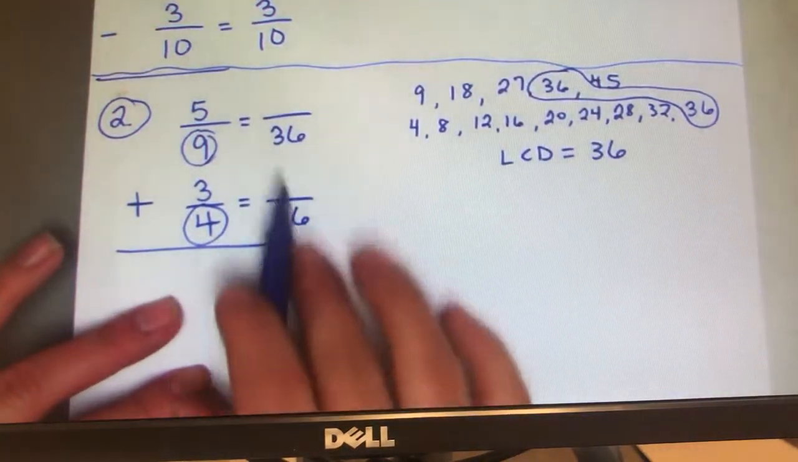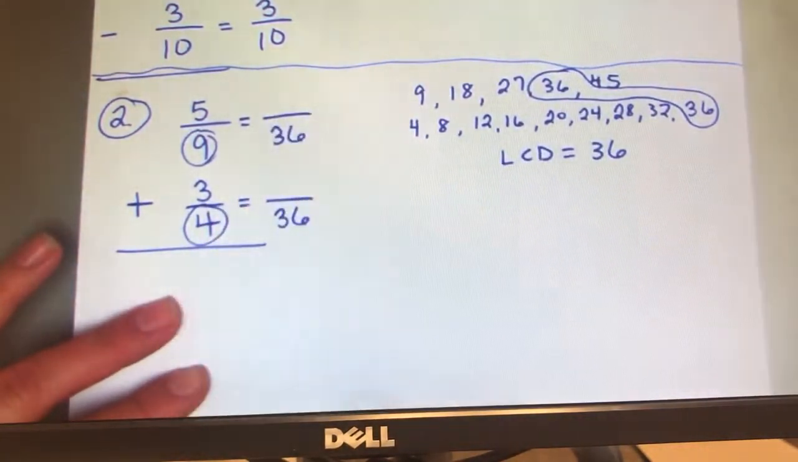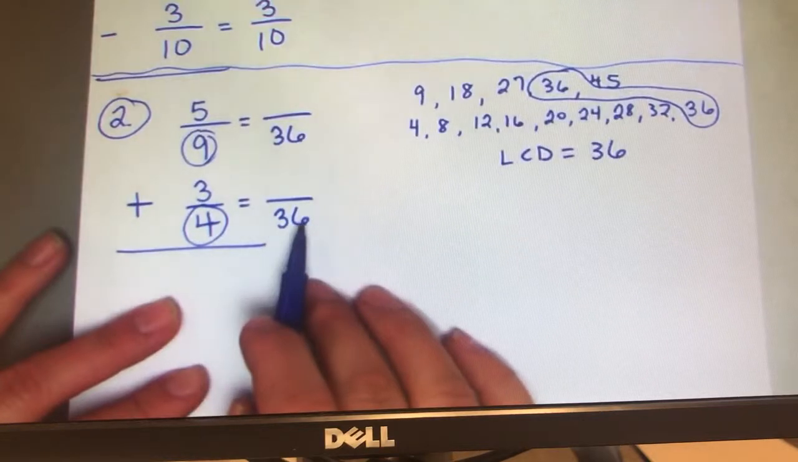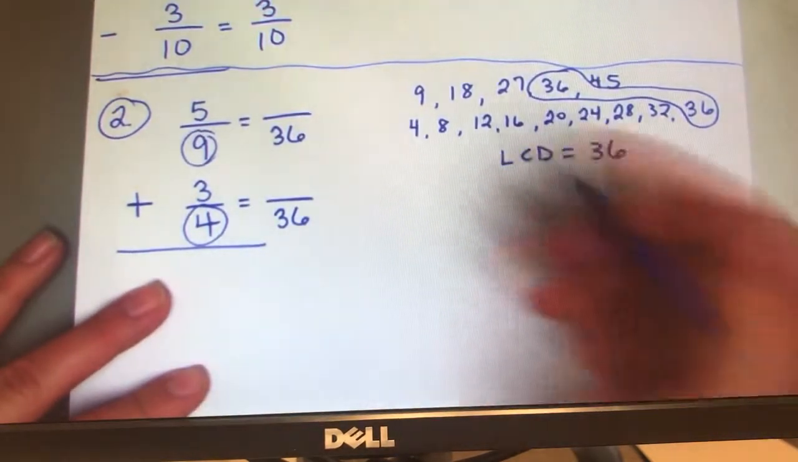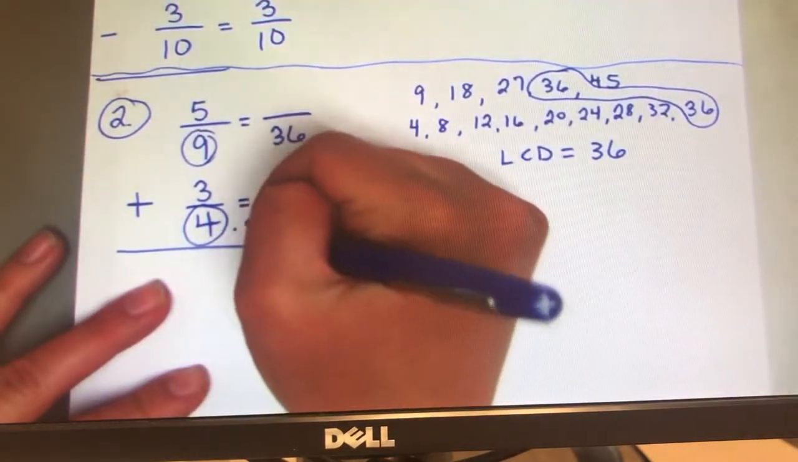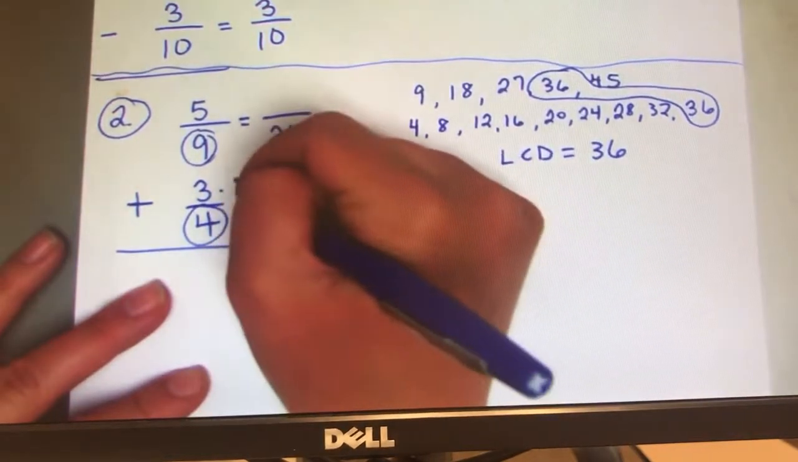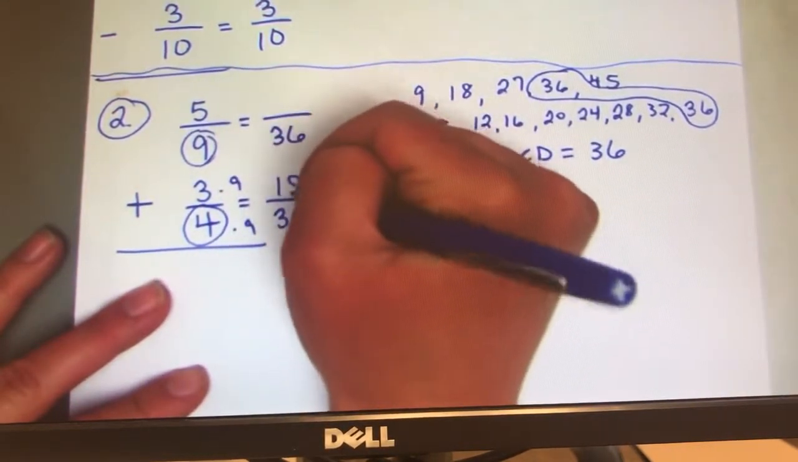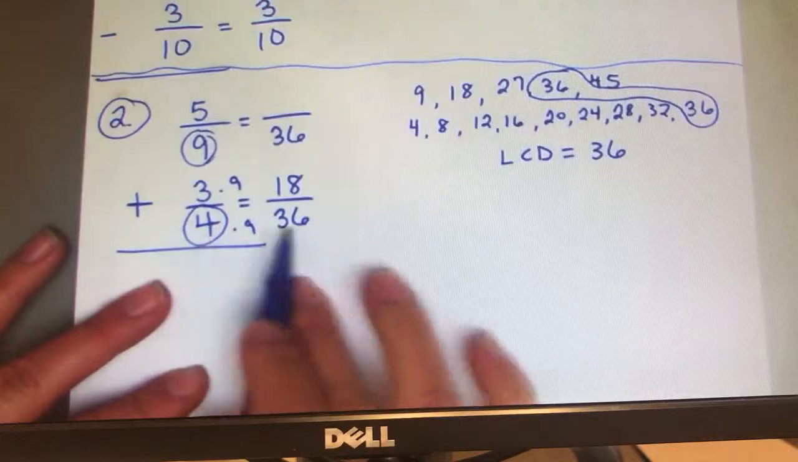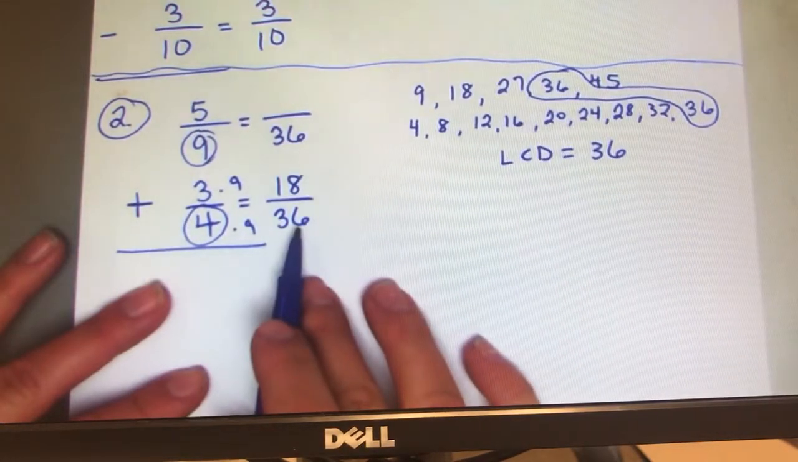Okay, we set it up like this, 36 on the bottom, put a fraction bar with a blank on the top, and we're going to use multiplication to find that missing numerator. 4 times what is 36? 9. So we have to do 3 times 9, which is 27. So 3/4 is the same as 27/36.